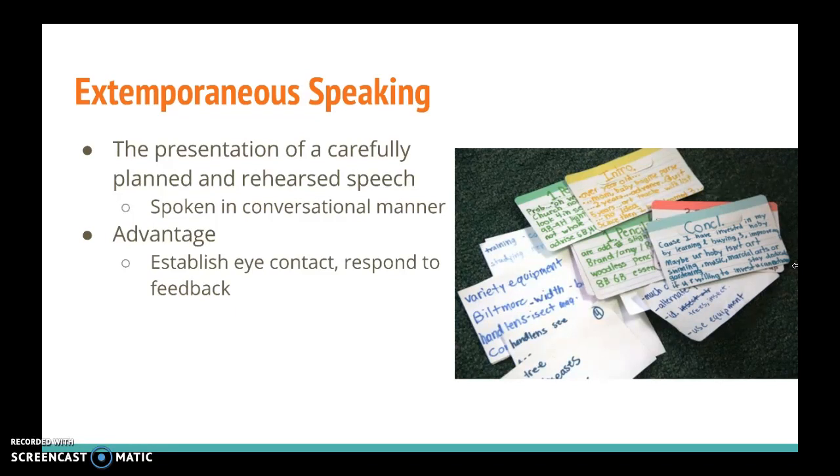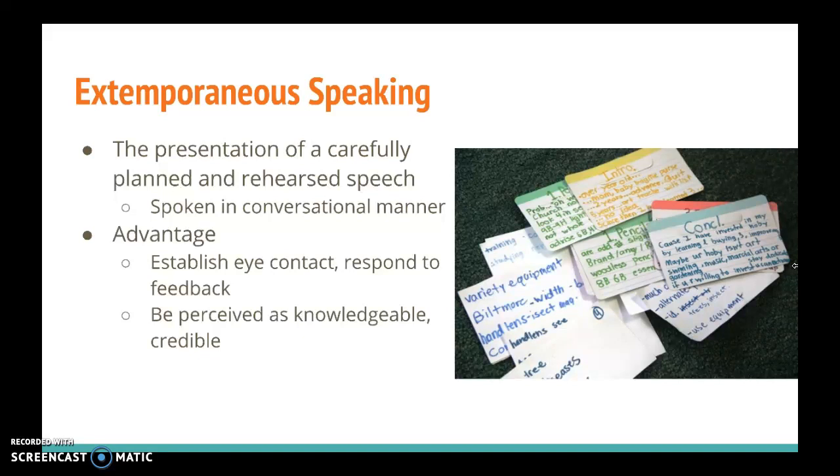Some advantages include that you are able to establish eye contact with your audience and actually respond to the feedback that they are giving you. So for example, let's say that you're giving your speech and you see someone looking glazed or lost, or they have a furrowed eyebrow or something like that. They look confused in some way. You can take that cue and say, okay, they're not understanding something. How can I make this more clear? And you can elaborate further on your point. You can provide more concrete examples of what it is that you're talking about to make sure that your audience understands what you're talking about. You can't do that with a memorized speech.